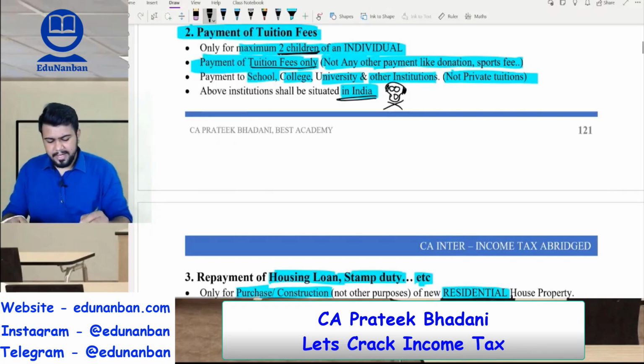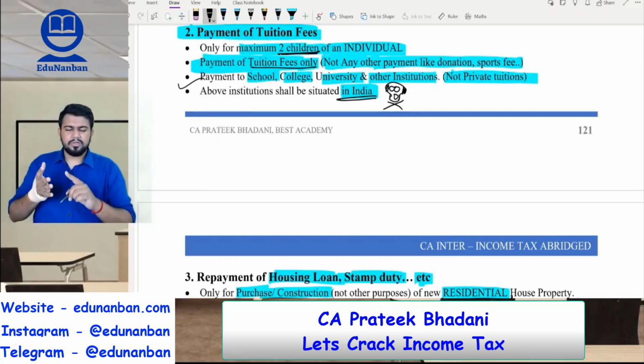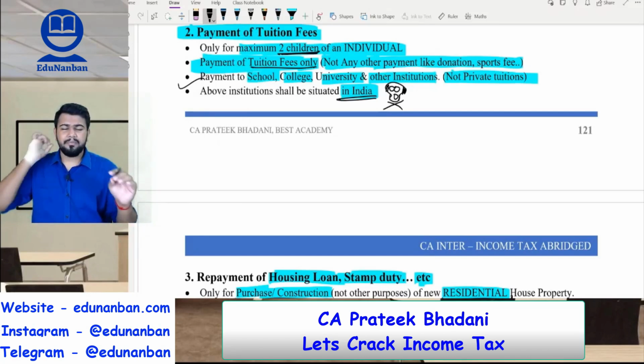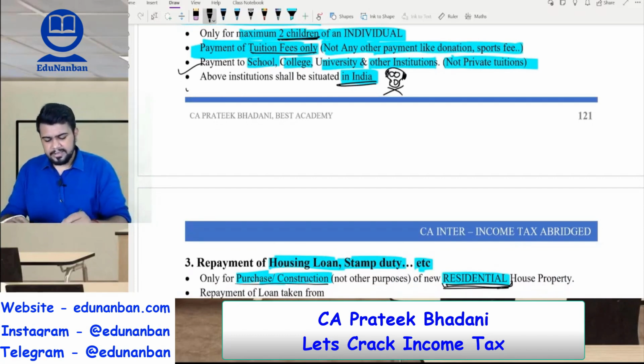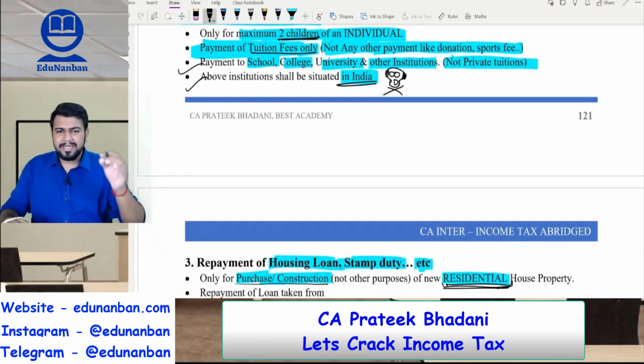Next, payment should be made to school, college, university or other institution. Private college not allowed. Private tuitions not allowed. Sorry, private tuitions not allowed. Next, only if the institution is in India, then it is allowed as deduction.